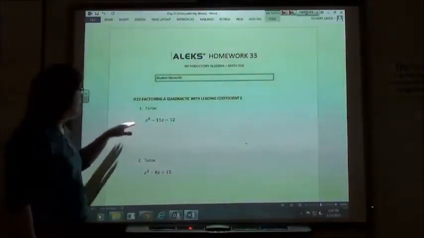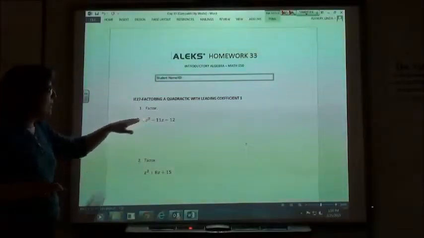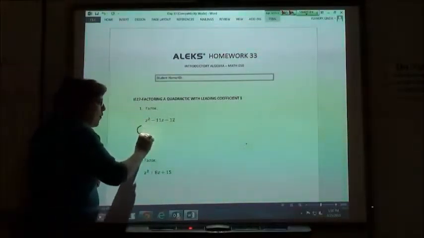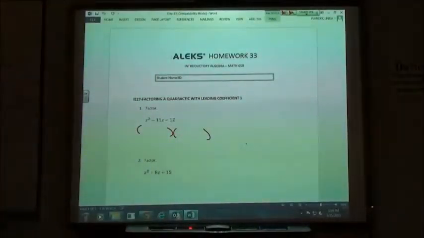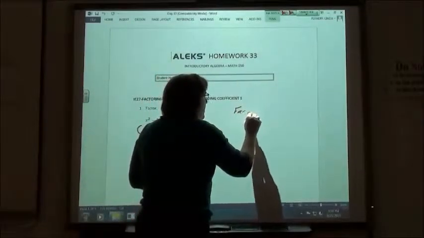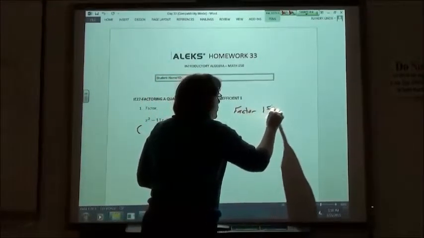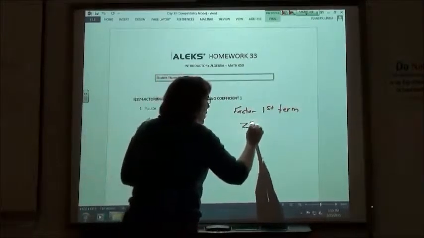If I want to factor that, I have to recall that when I do factoring, I'm trying to say what times what gave me this answer. And when I ended up with 3 terms, it came from foiling. So I know that I had to have my 2 sets of parentheses. So I'm going to start and I'm going to factor the first term, which in this case is the z squared.